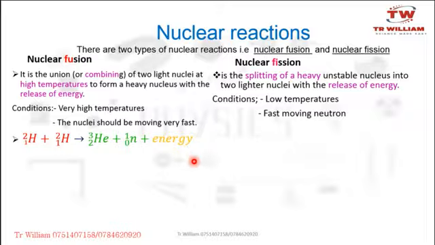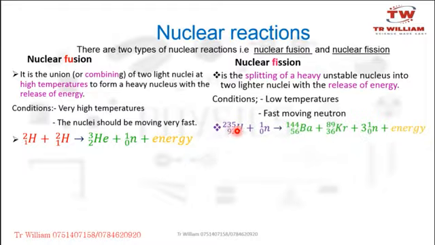On the other hand, when we look at nuclear fission, which is the separation of a heavy nucleus, we can have a nucleus like uranium-235. This is a very heavy nucleus with an atomic number of 92. Remember we said for fission to occur, you must have a fast moving neutron. So when a neutron comes and hits this nucleus of uranium-235, the uranium-235 will separate, forming two nuclei.